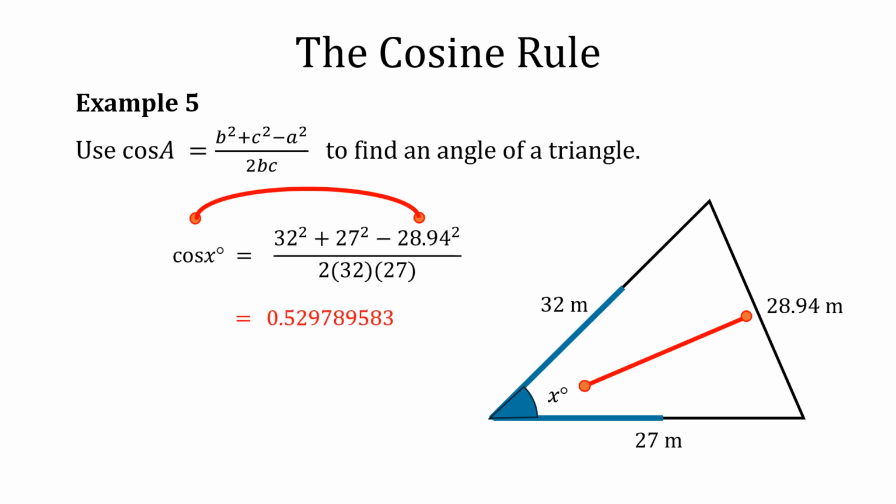After calculating the value of the right-hand side, this is what the calculator gives us. It's in red, so you do not actually need to write this down in your working. All you need to do is to do cosine inverse of this answer, and the final value of x, 58.0, is given to one decimal place because it represents an angle. And that ends this video.